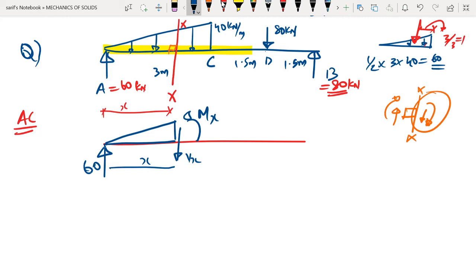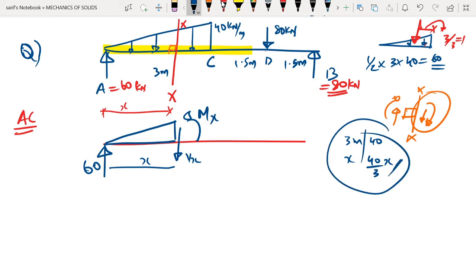We are having a linear variation, so at 3 meter we are having 40 as the magnitude, and therefore at x we will be having 40 divided by 3 into x as the magnitude. So this you can find out from linear interpolation. If at 3 meter the intensity is 40, then at x the intensity would be 40 divided by 3 into x. So that would be the intensity here.